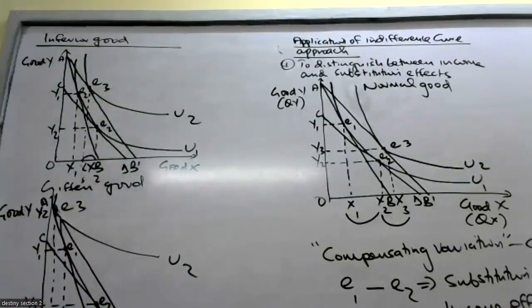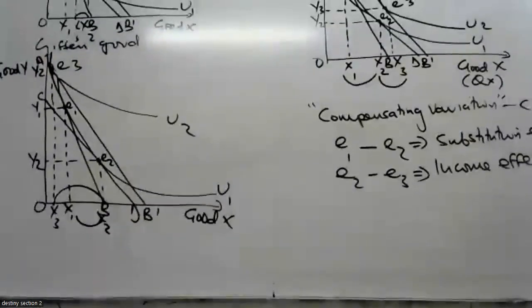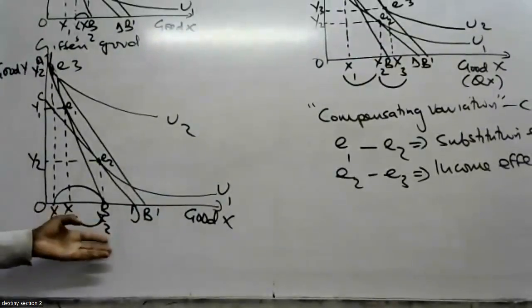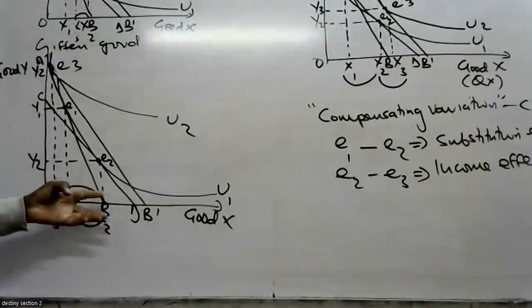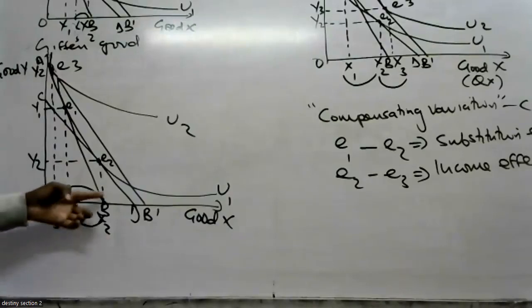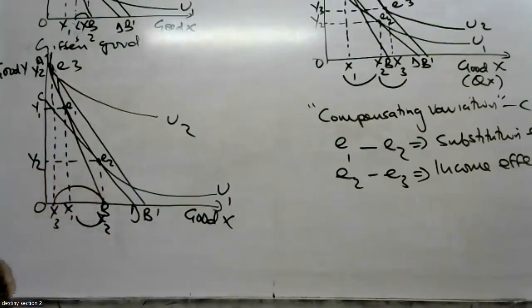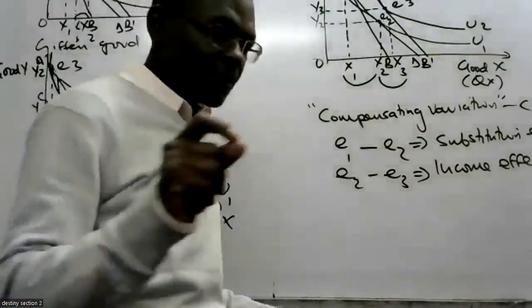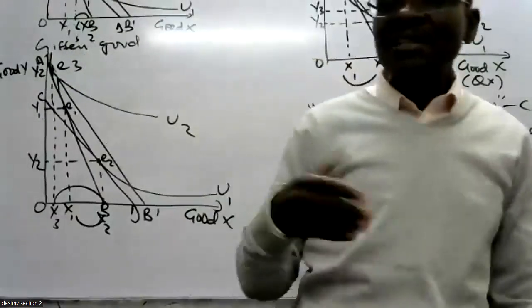How about for a Giffen good? Substitution effect is still positive, X1 to X2. But the income effect comes to the extreme. The extreme comes here at the end. So the negative income effect is bigger than the substitution effect. So total price effect for a Giffen good is negative.